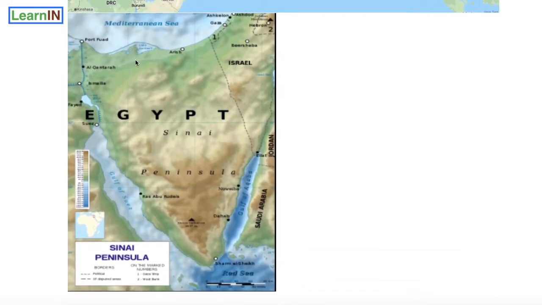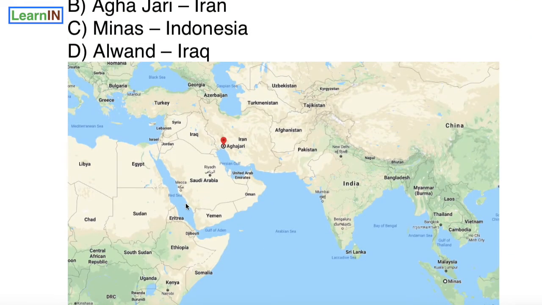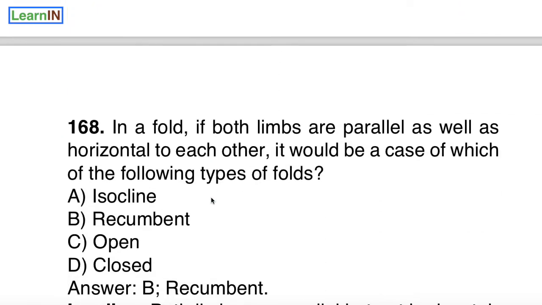And see the larger map of the Sinai Peninsula here. This is the Sinai Peninsula, part of Egypt. It comes under Asia, and the rest of Egypt comes under the African continent. On the northern side of the Sinai Peninsula there is the Mediterranean Sea, and on the southern side the Red Sea. See here also, in the northern side the Mediterranean Sea, and in the southern side the Red Sea. There is the Suez Canal. Hope it is clear.